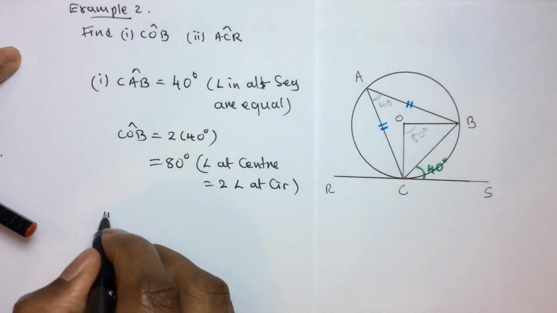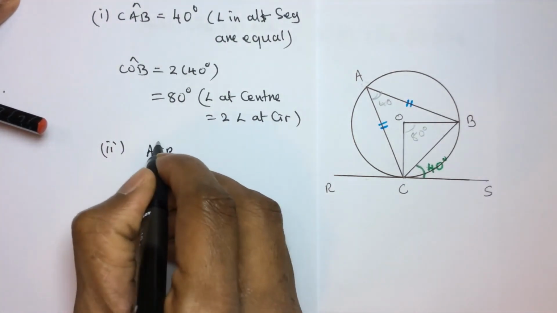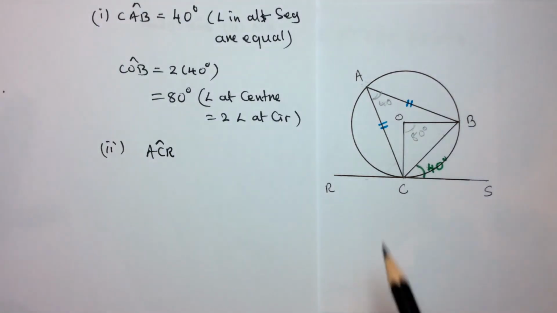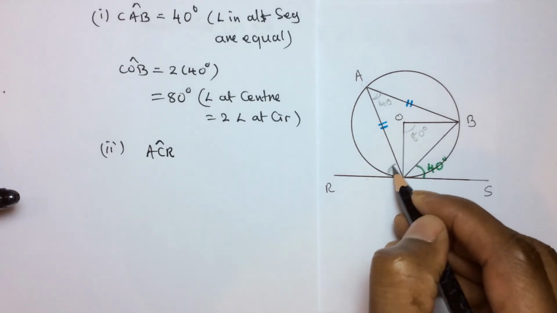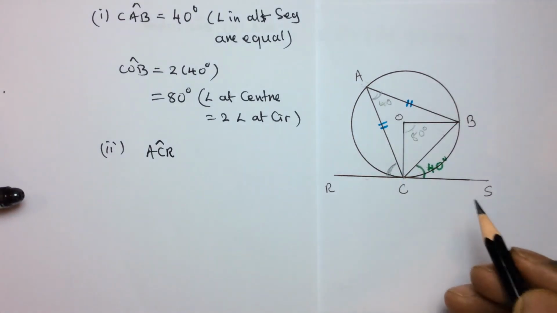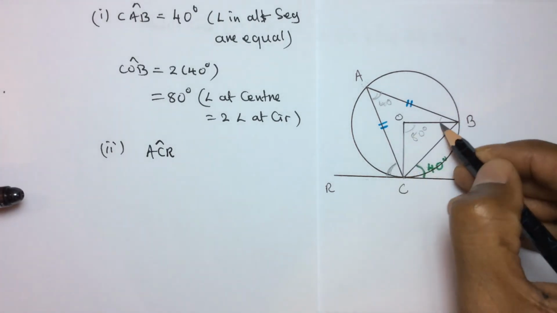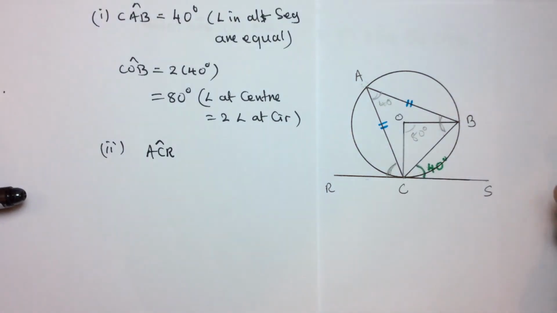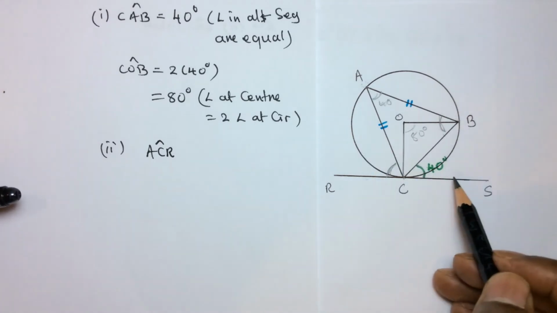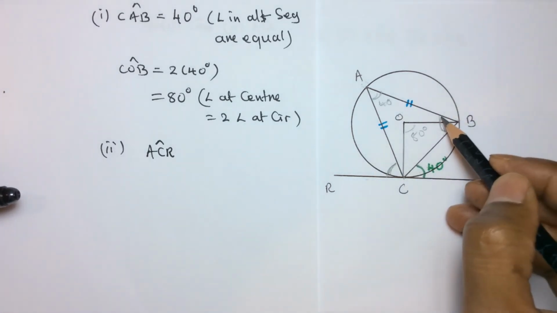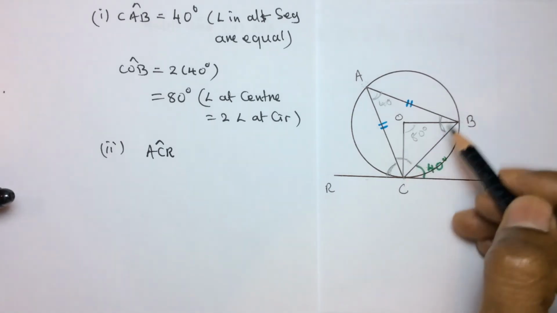Second part, we need to find angle ACR. ACR is this angle. Now using angles in alternate segment are equal, ACR is equal to this angle. But we know that ABC is an isosceles triangle. So ABC and ACB are equal. These two angles are equal.